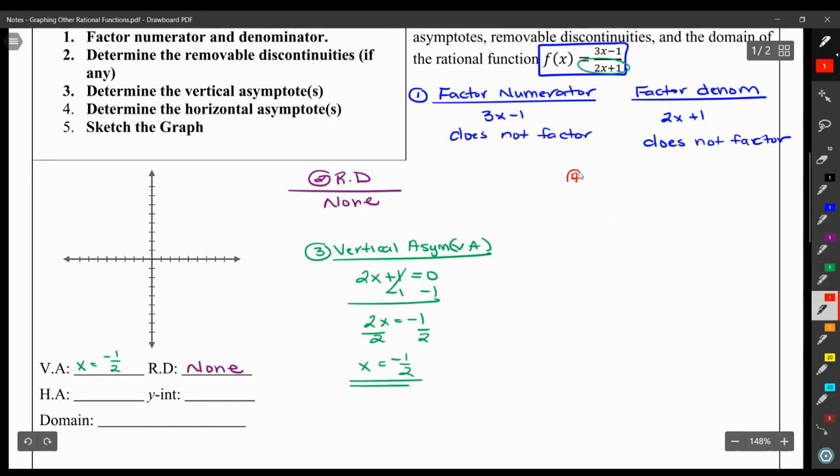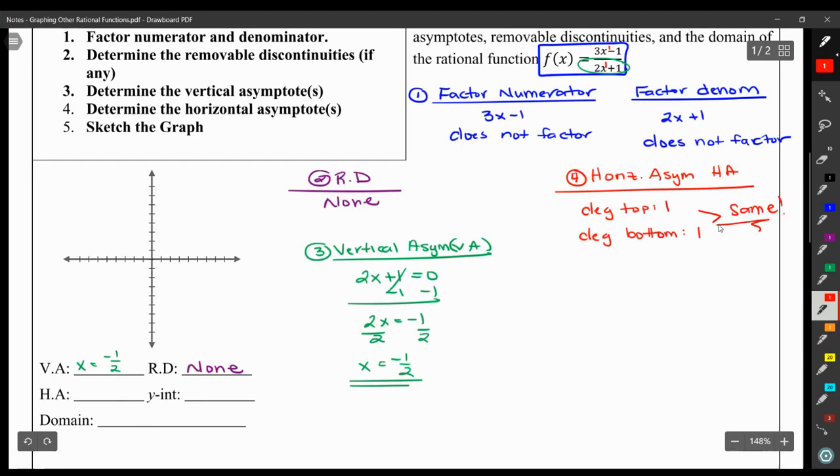The fourth thing I look for after getting rid of all of my possible x's is I look for the horizontal asymptotes. And we always use HA for those. And that's where you look at the degree. So let's look at the degree of the top, the numerator. The highest exponent I have is a 1, so the degree of the top is 1. And then we look at the degree of the bottom, the denominator, which is also 1. So 1 and 1, these are the same.